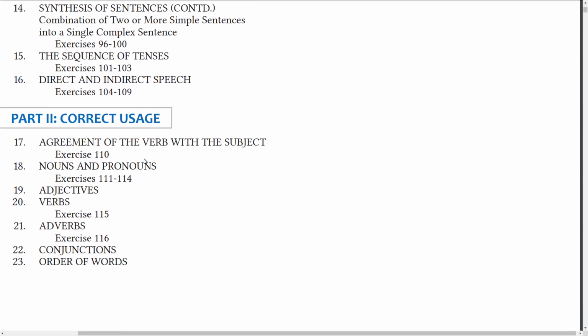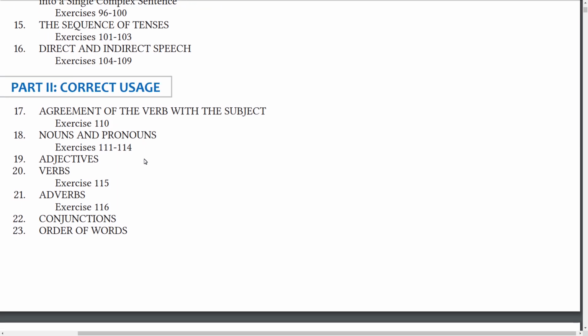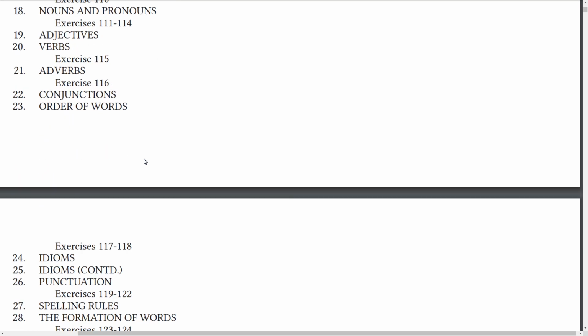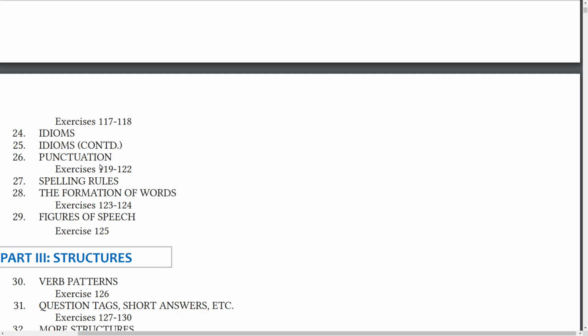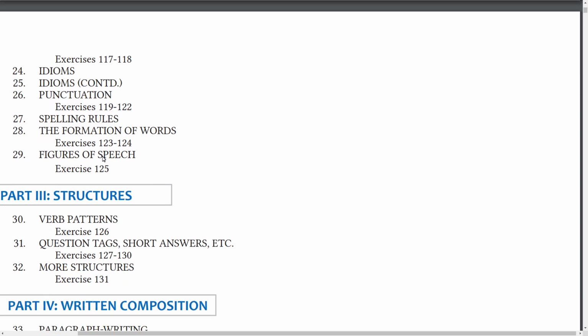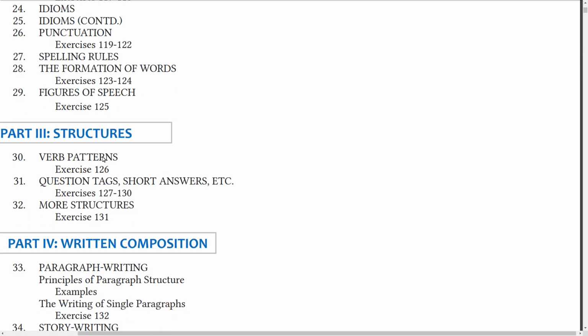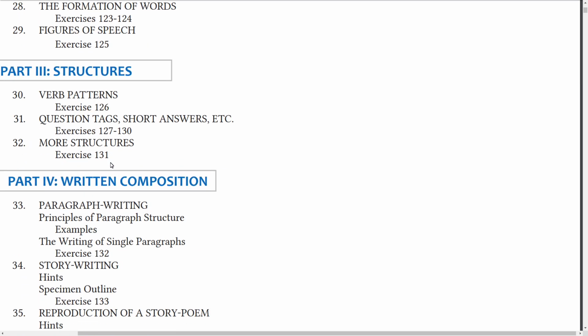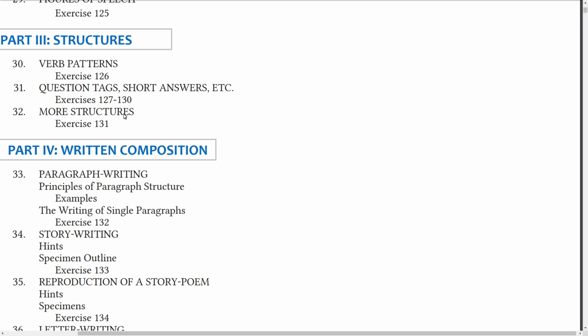And then the third part will be the agreement of verb with the subject. So this is correct usage. So how you can use or how you can write the English language with zero error, accuracy, and in a perfect way. So we will study idioms, punctuation, spelling rules, the formation of words, figures of speech, then word patterns, question tags or tag questions, answers, the structures about verbs.